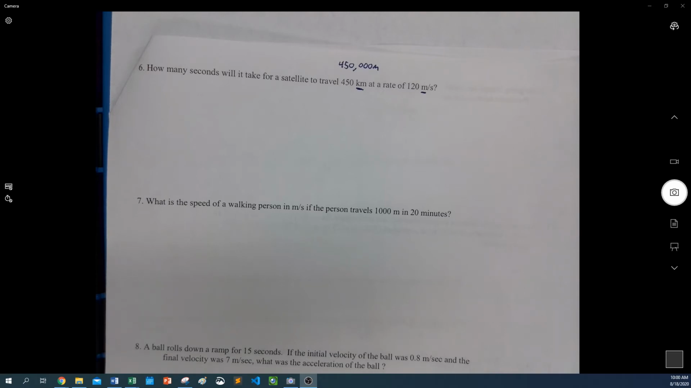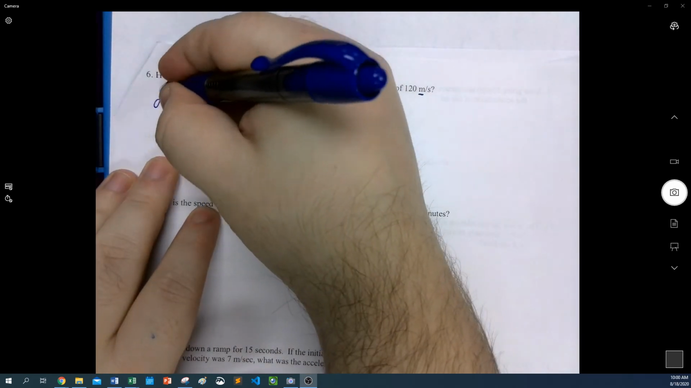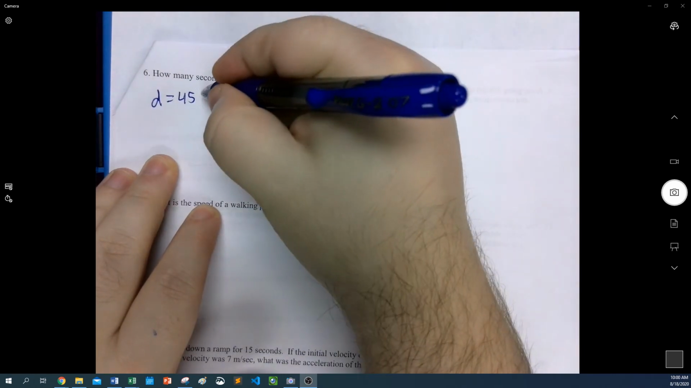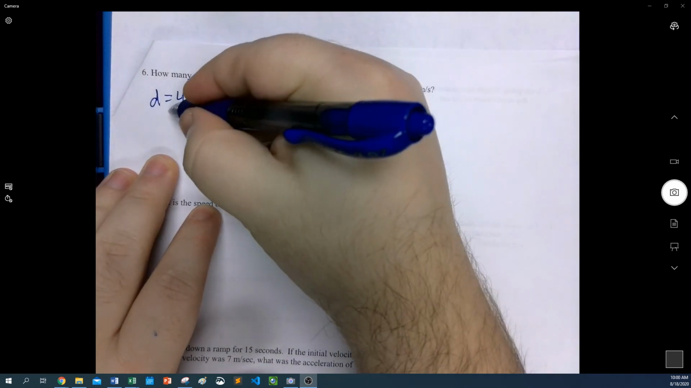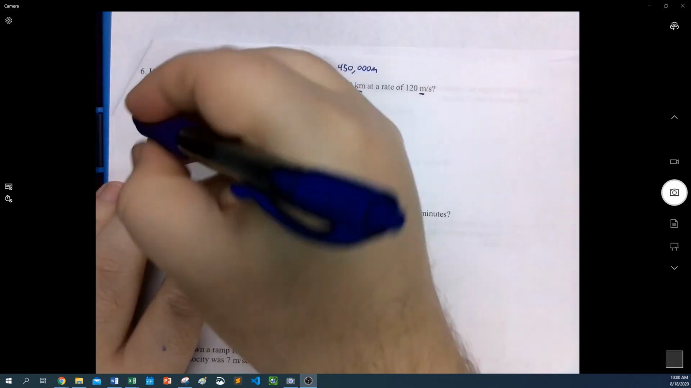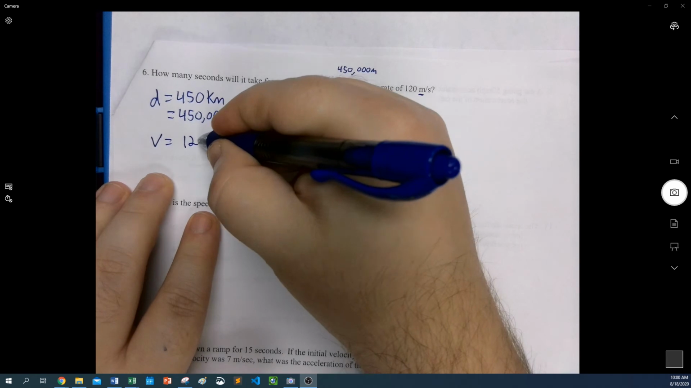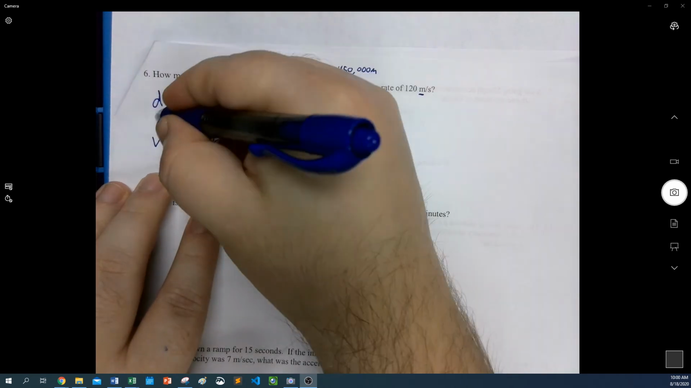Everyone finished? What'd y'all get? Did everyone get 3,750? Anyone get anything different? So our distance is 450 kilometers. However, we need to convert that into meters. This corresponds to our speed, a speed of 120 meters per second.